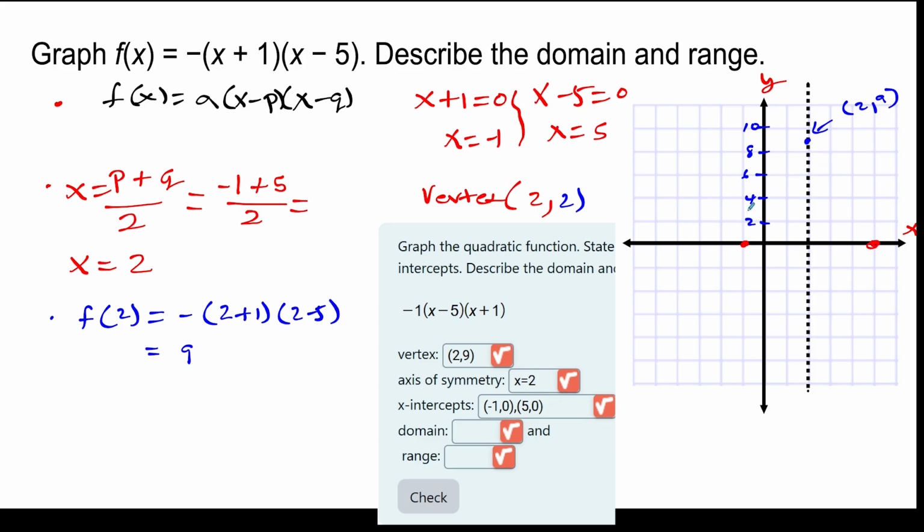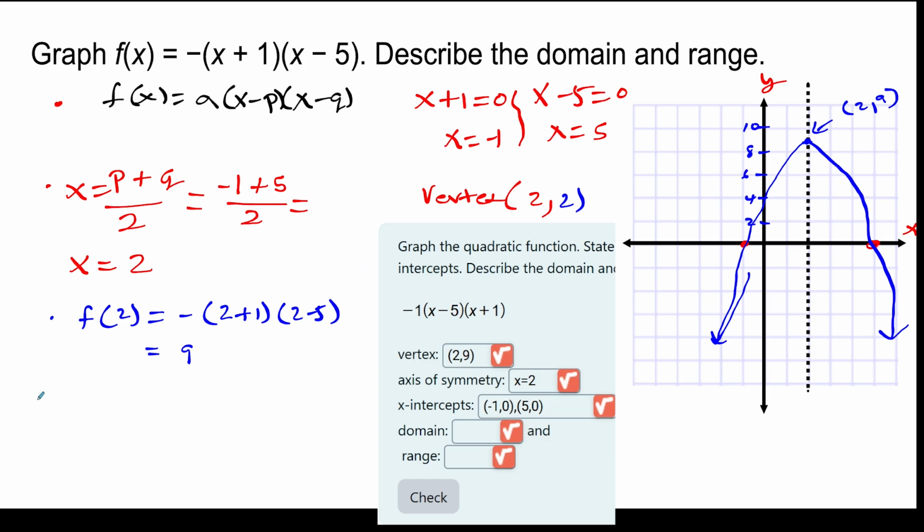Now the only thing left to do is to draw a smooth curve right through all of these points as best as possible, making sure that it goes through the x-intercepts and that vertex.